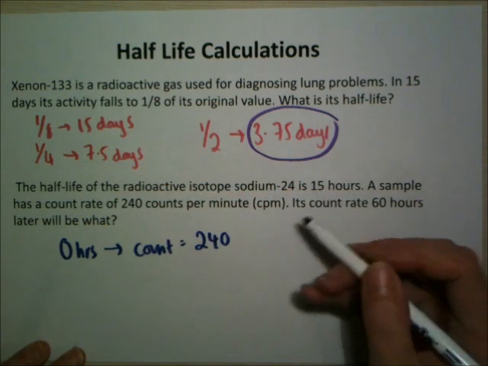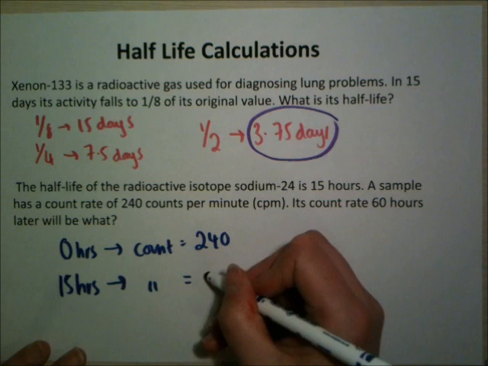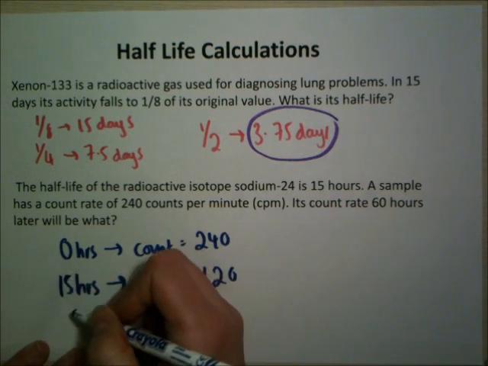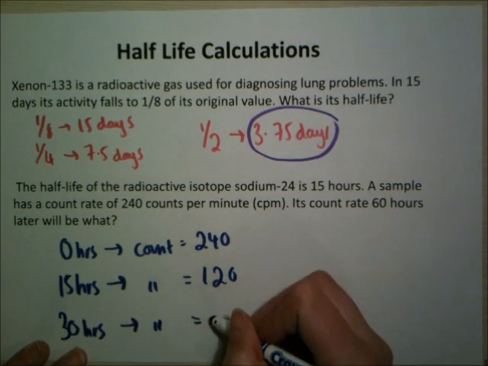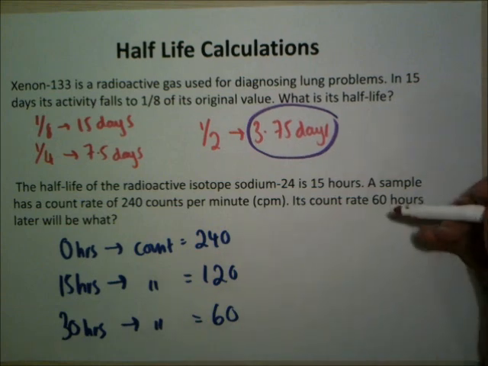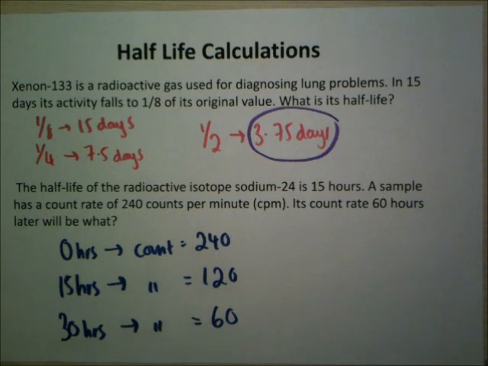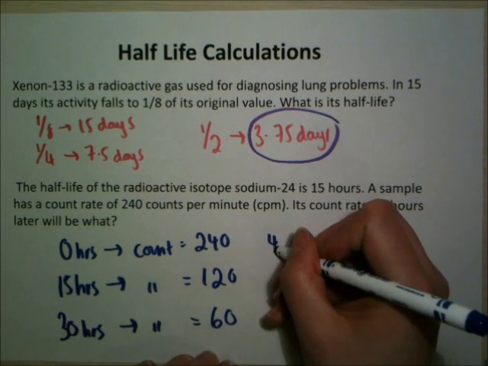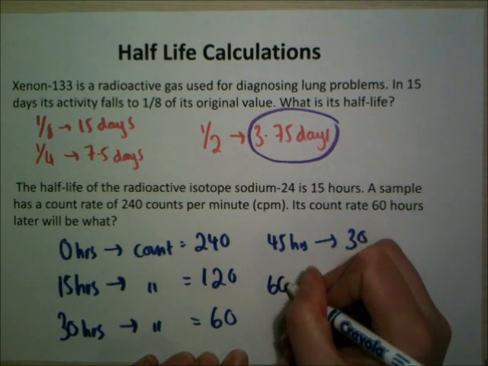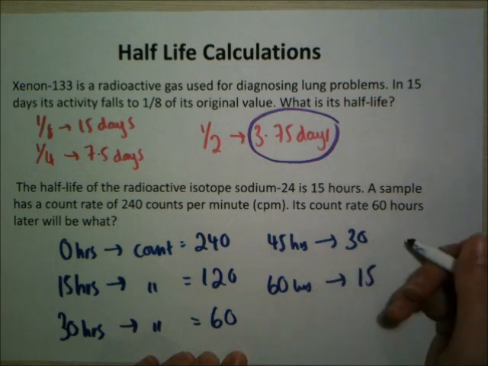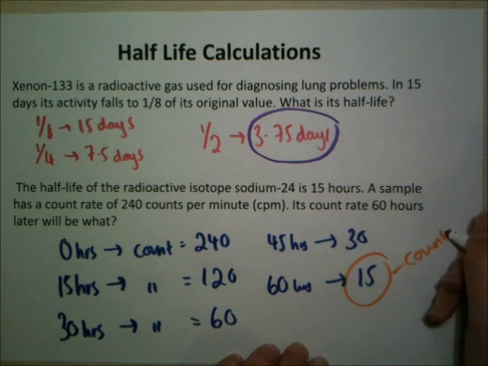So at the half-life, which is 15 hours later, at 15 hours, I know that that count rate must have halved. So the count is now going to be equal to 120. Another half-life later, so at 30 hours, the count rate's halved again. So that's going to now be 60. Then it carries on and carries on. So at 45 hours, it's going to have gone to 30. And at 60 hours, it's going to have gone to 15. So at 60 hours, the count rate is 15 counts per minute.